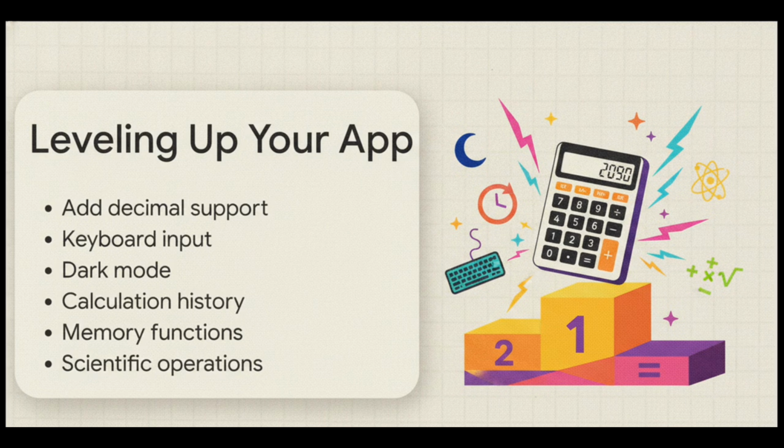You could add an event listener for keyboard input so users can just type numbers instead of clicking them. Maybe add a toggle for dark mode, or even a sliding panel that shows their calculation history. You could introduce memory functions or advanced scientific operations like square roots. Professional developers are constantly iterating and improving their existing software through incremental upgrades exactly like these.